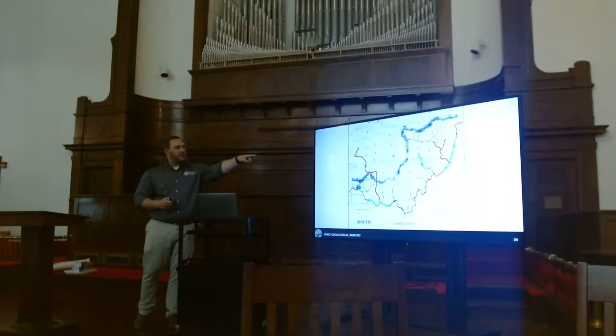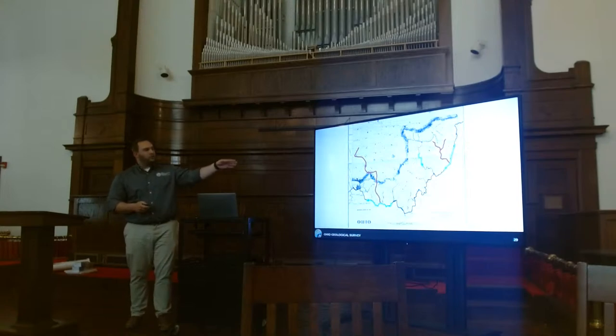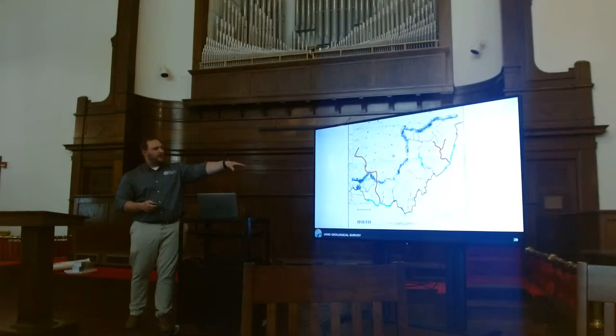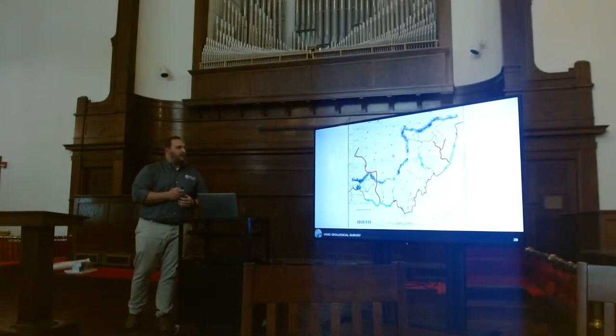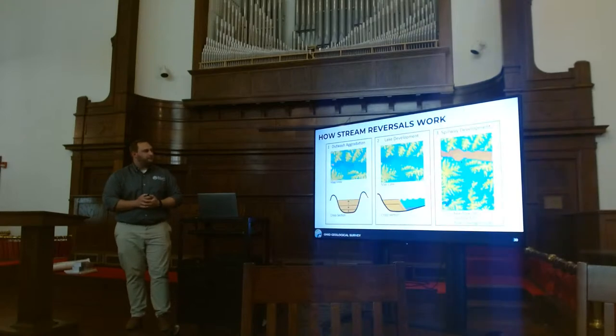This also happened in the Muskingum River, right there in southeast Ohio. So this really happened a lot. This is looking at the post-Wisconsin stage when ice is right there at its maximum extent. And you can see what those rivers kind of looked like at that time on this map.